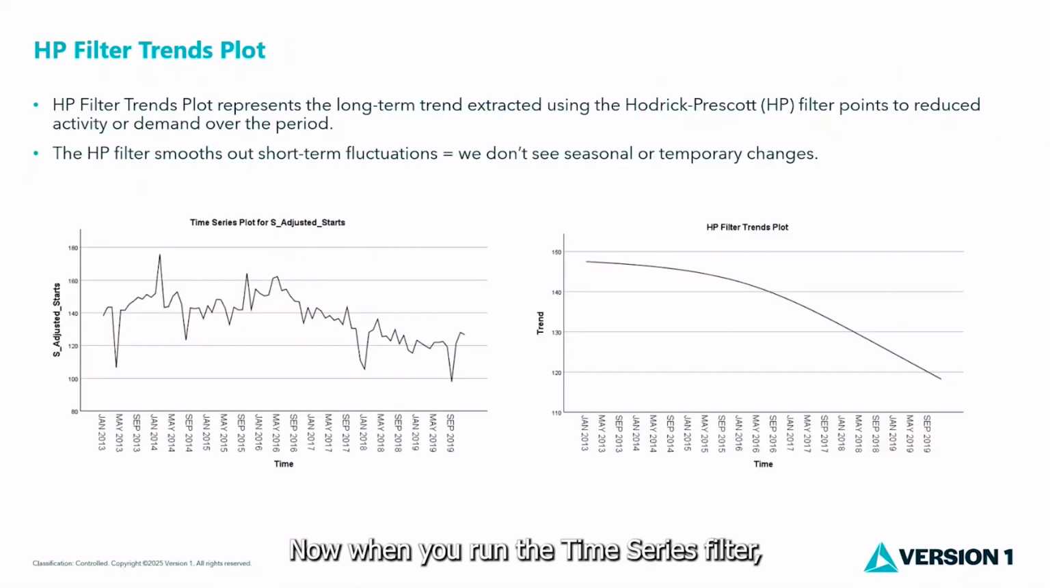Now, when you run the time series filter, you will obtain the time series plot. So this is your starting point for examining your time series. Then you will obtain an HP filter trends plot. So this plot represents the long-term trend extracted using the filter. And you can see we've got reduced activity, reduced housing starts over the time period in our data set. So this filter smooths out the short-term fluctuations, so we don't see seasonal or temporary changes.